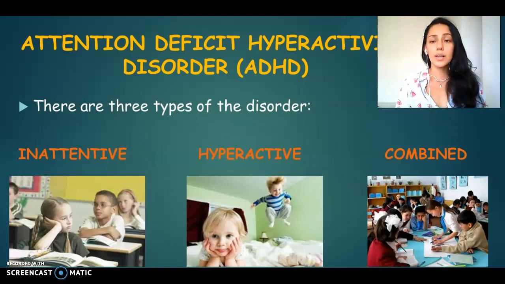And the last one is combined type, inattentive and hyperactive. Children with this type of ADHD show both categories of the symptoms. This is the most common form of ADHD disorder. And some symptoms of impulsivity in children are acts without thinking, intrudes on other people's conversations or games, often interrupts others, says the wrong thing at the wrong time.